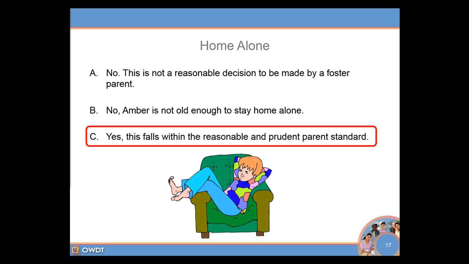The answer is C. Rose must use the factors that should be considered when making this decision. If Rose feels that Amber is developmentally appropriate and has demonstrated responsibility and good decision-making skills, then she can permit Amber to stay home alone for short periods. Rose must help Amber develop a safety plan to include emergency numbers, procedures, and how to contact the foster parent. Rose should also set safety parameters around things such as activities Amber can or cannot do, such as answering the door or having friends over.